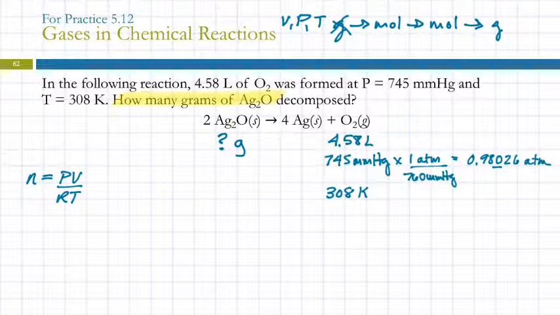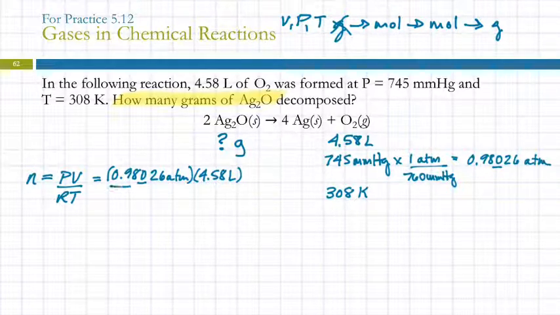Okay, so I've got the pressure, 0.98026 atmospheres, and the volume, 4.58 liters, divided by R, 0.08206 liter atmospheres per mole Kelvin. Remember, that's the ideal gas constant, and it's always the same because it's a constant. And the temperature, 308 Kelvin.